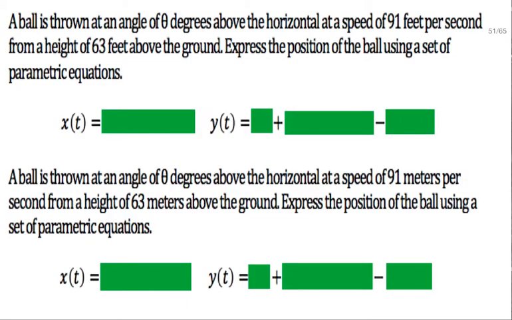All right, here's another type of problem. A ball is thrown at an angle of theta degrees above the horizontal at a speed of 91 feet per second from a height of 65 feet above the ground. Express the position of the ball using a set of parametric equations. This one, just make sure you know how to set up your X and Y formula when you're throwing things through space.